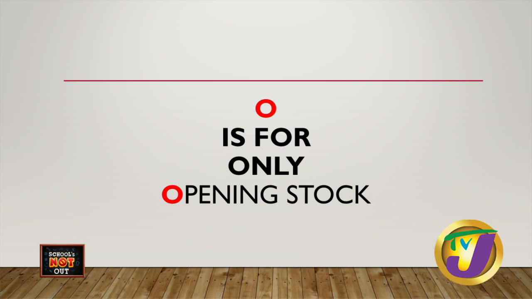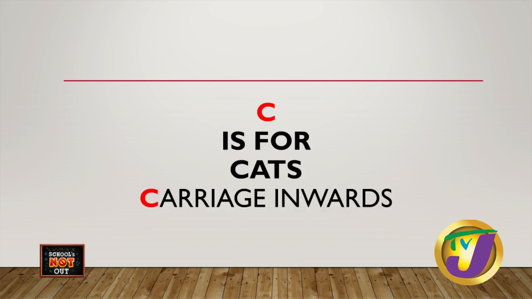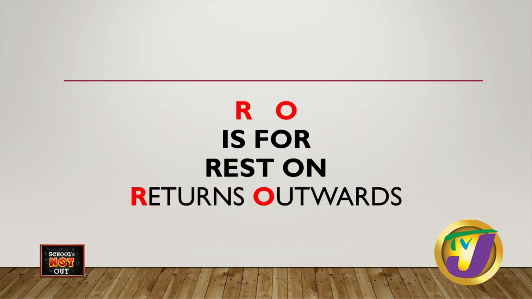O is for only, which represents our opening stock. P is for pet, and of course, it represents purchases. C is for cats, and the C here stands for carriage inwards. Remember, start writing, write it down.